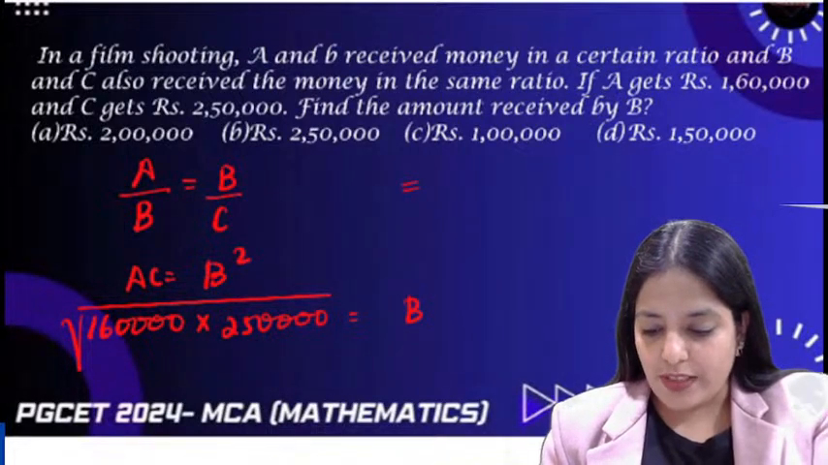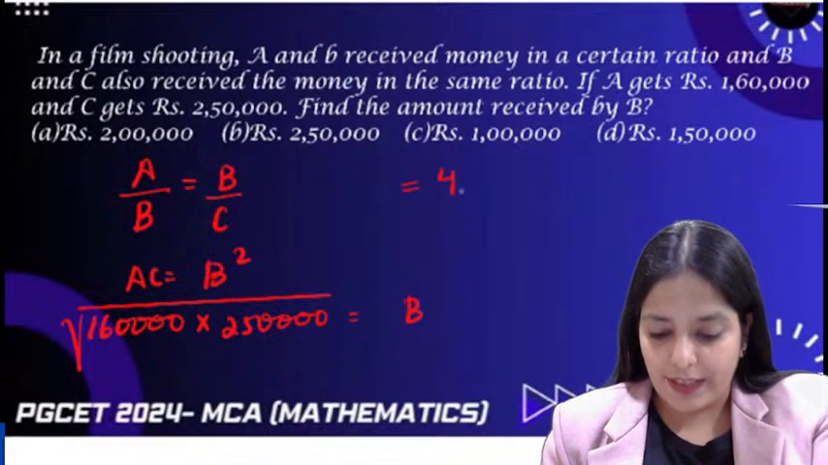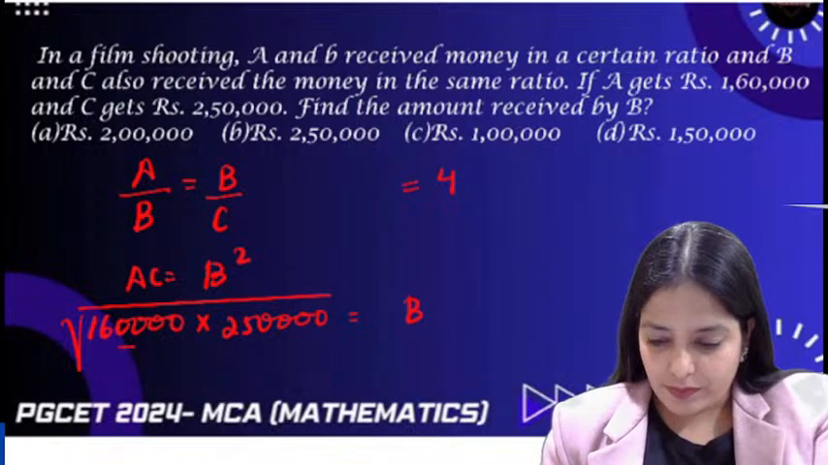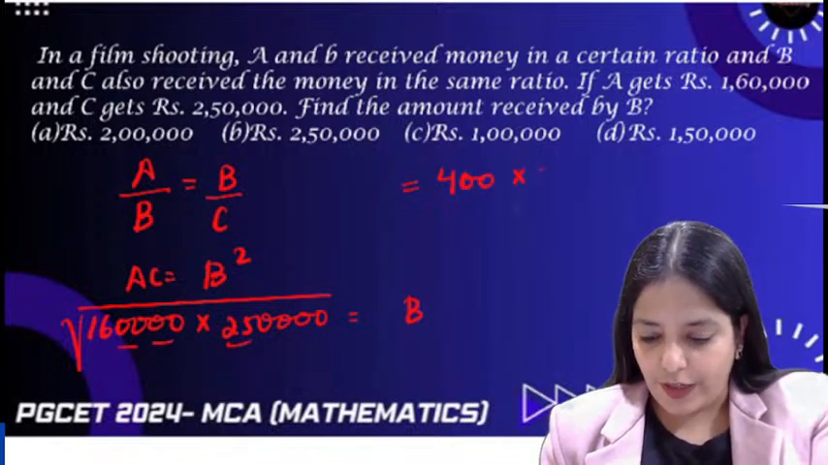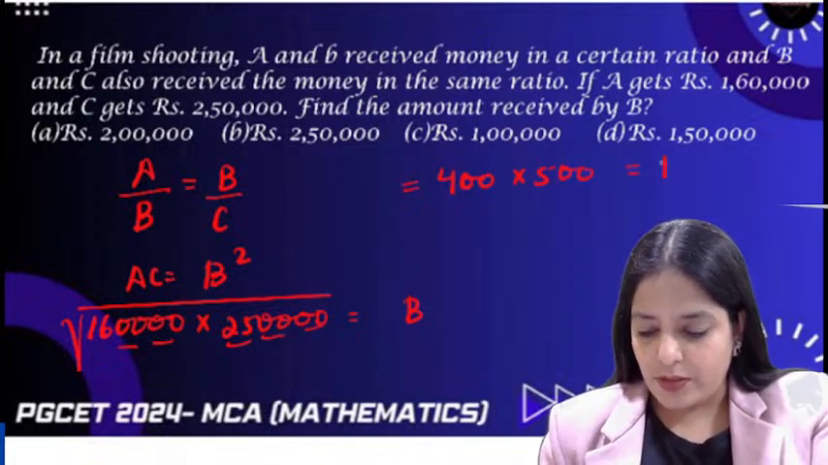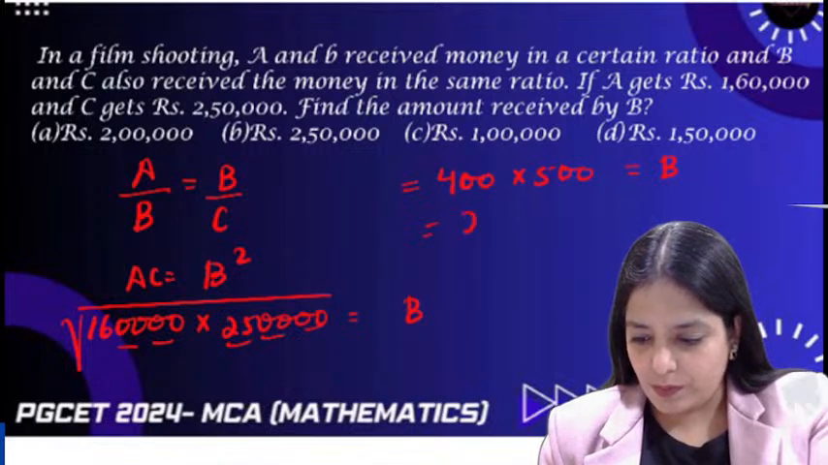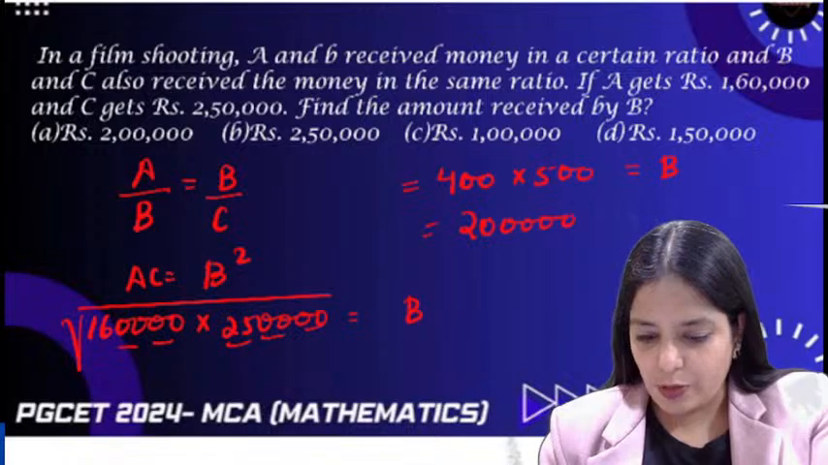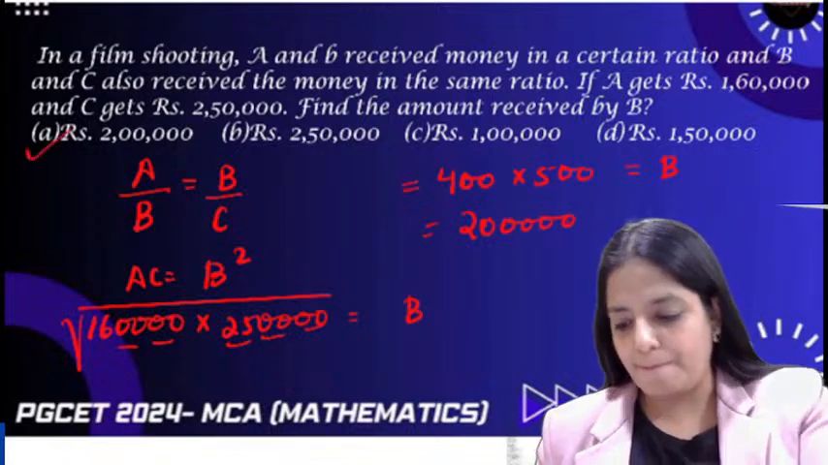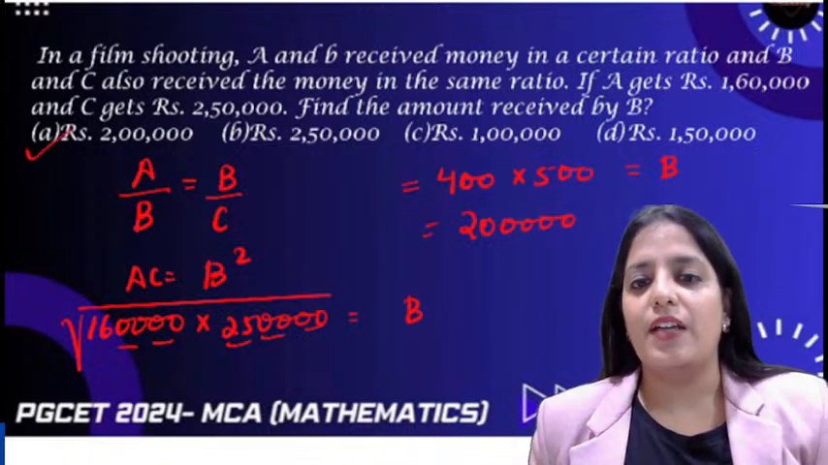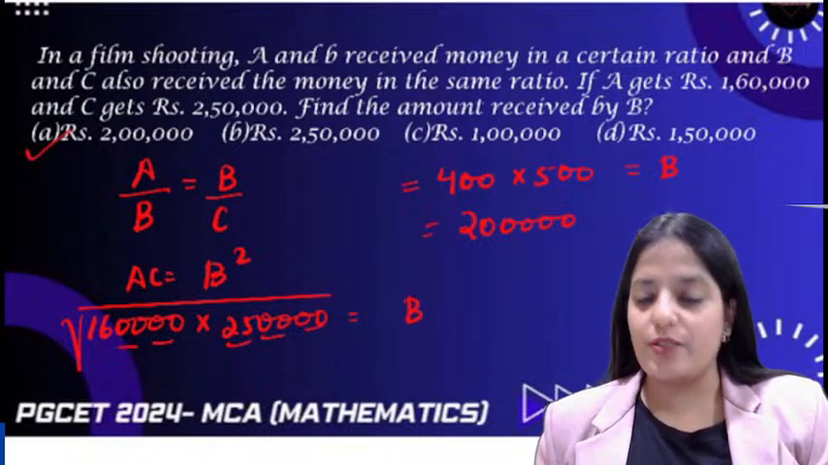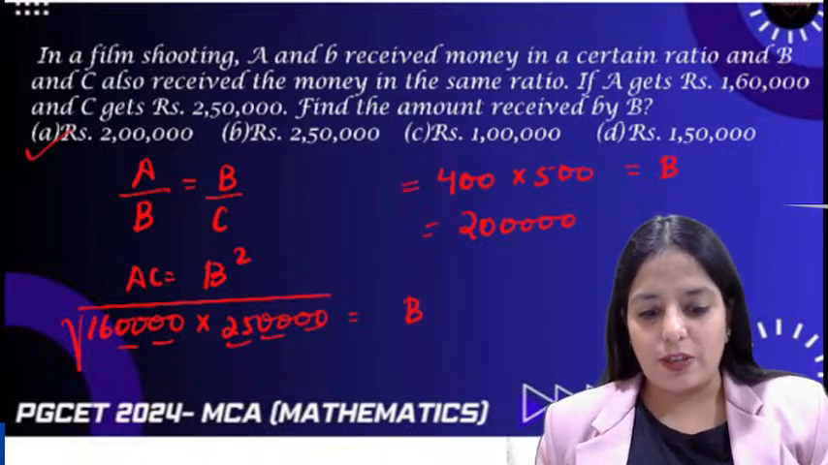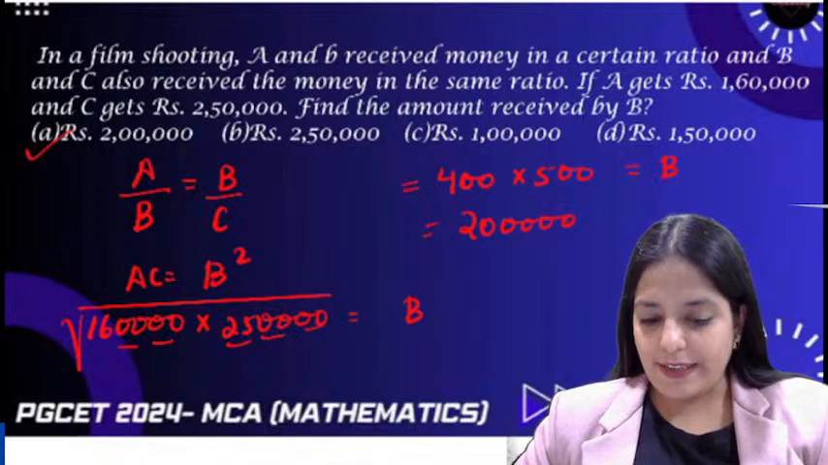See, for 16 we will get 4 out, right? For 25 we will get 5 and then 2 zeros. So, yes, 2 lakh, that's option A. That's option A. I hope it is pretty clear how we solved this question. Okay, so let's proceed further, guys.